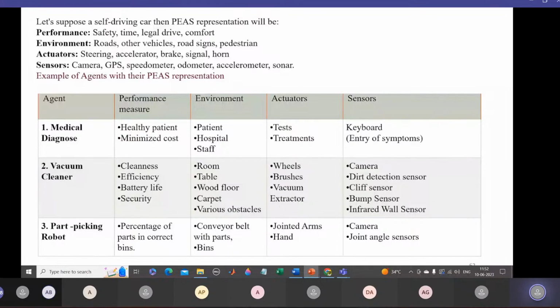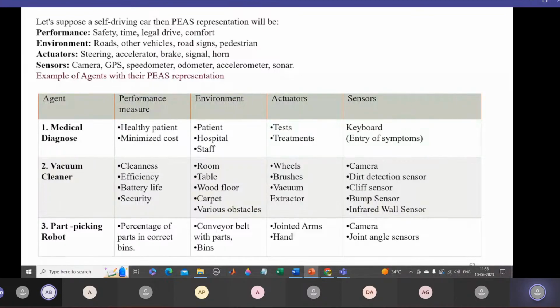Then sensors. Yes ma'am. Sensors we have: camera, GPS, speedometer, all those things are there. Okay, so this is how, when you have an agent, you can have it as a PEAS representation.